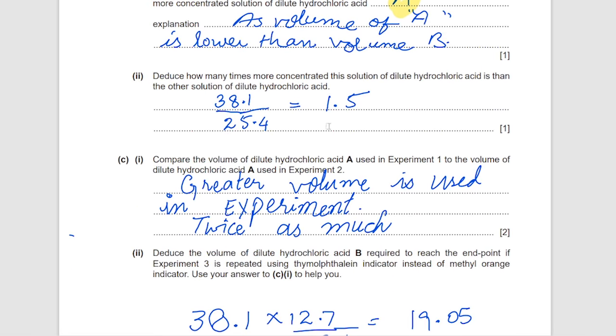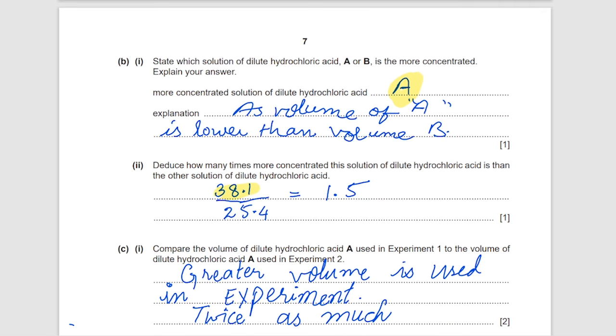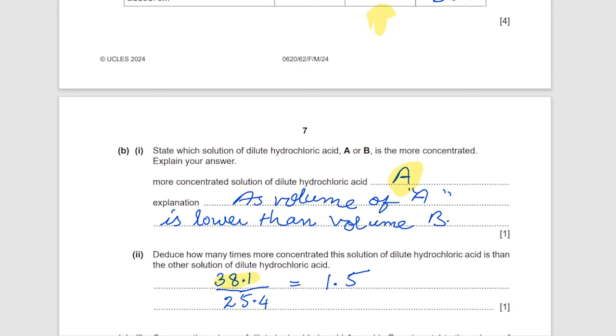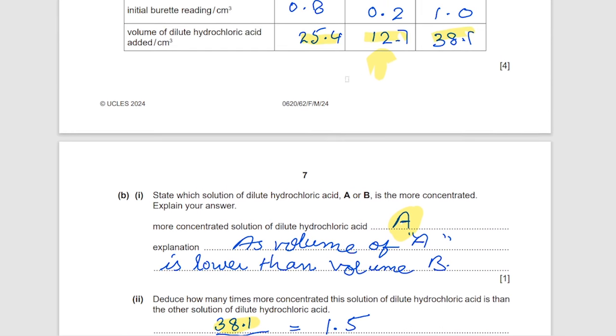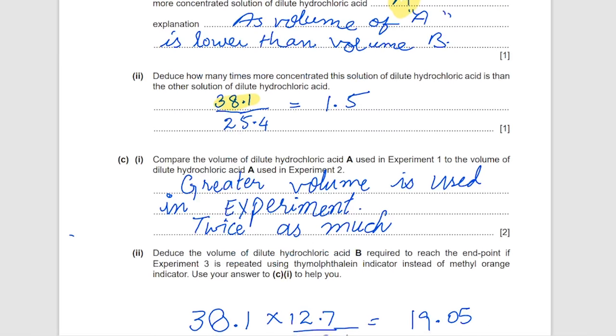Describe how many times more concentrated this solution of dilute hydrochloric acid is than the other solution of dilute hydrochloric acid. So we will take the titre value 3, which is 38.1, and divide it by 25.4, and we will get our answer, that is 1.5.